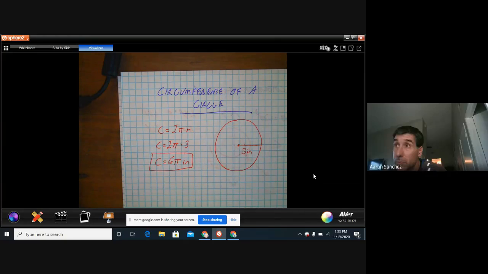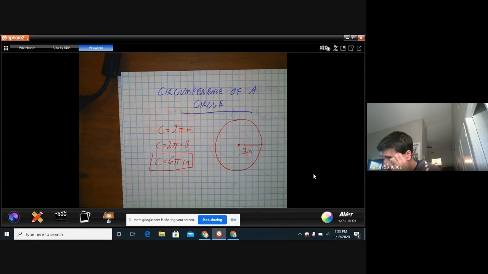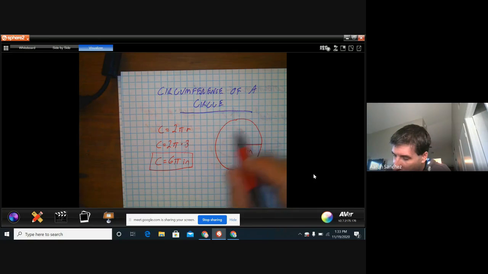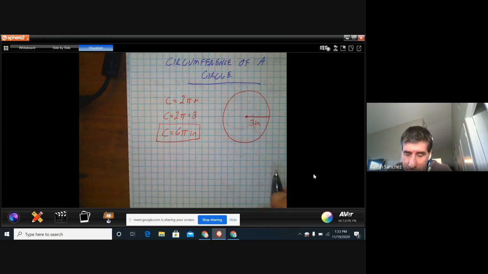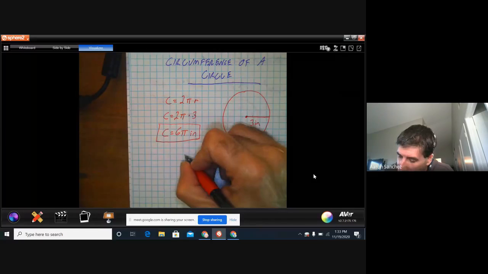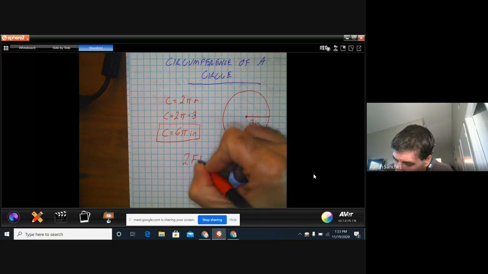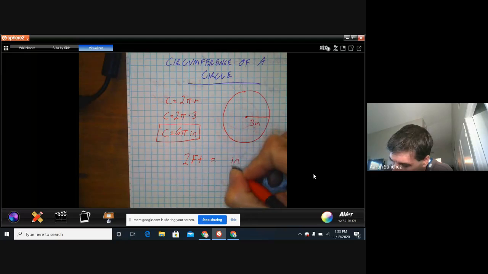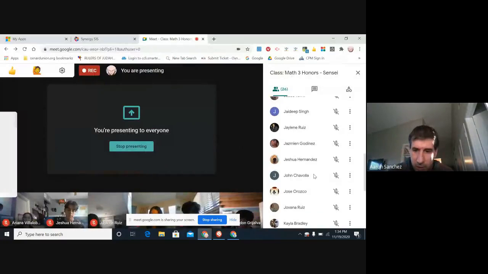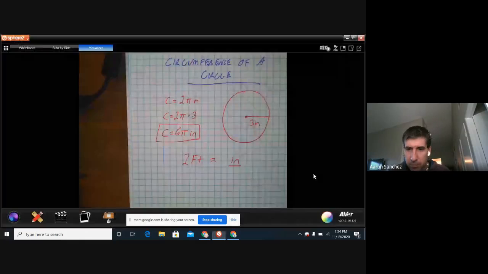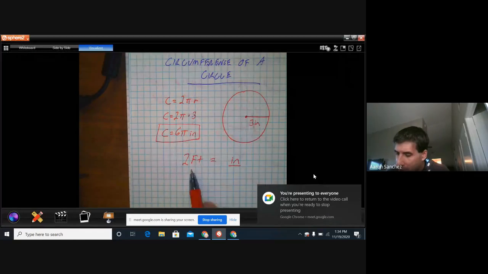Okay. Now, another thing before we talk about radians. First, you understand how to solve for the circumference of the circle. Now, before we talk about radians, let's ask a simple question. How many inches are in 2 feet? Okay, Kayla, how many inches are in 2 feet?